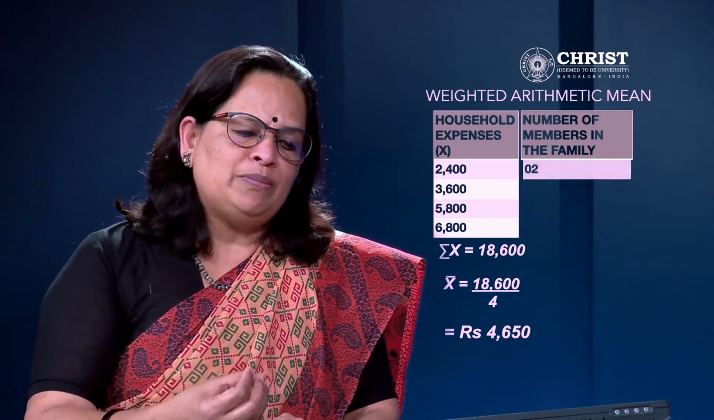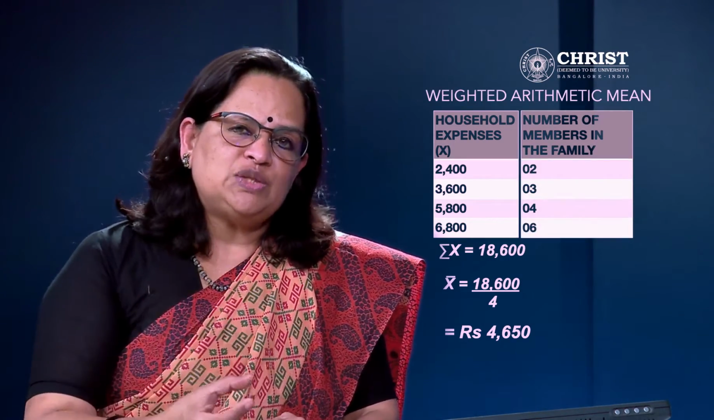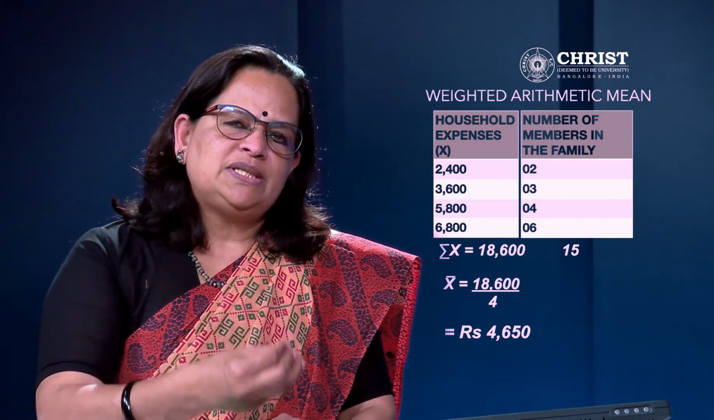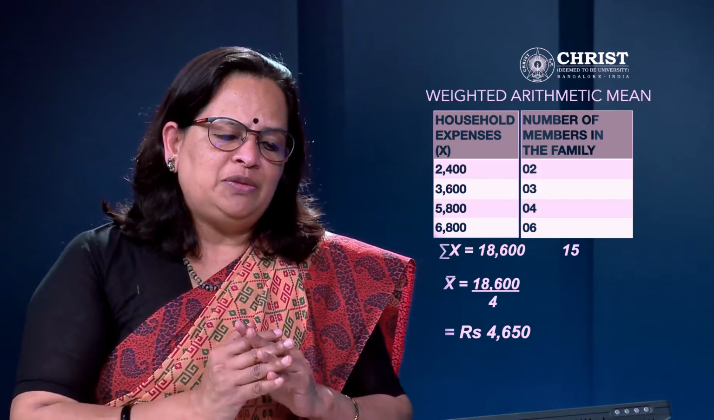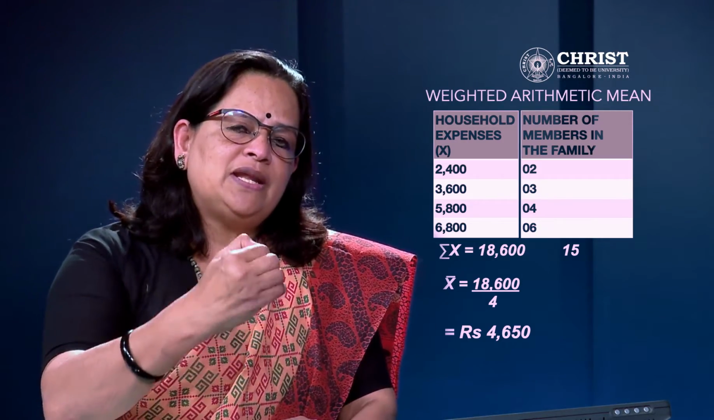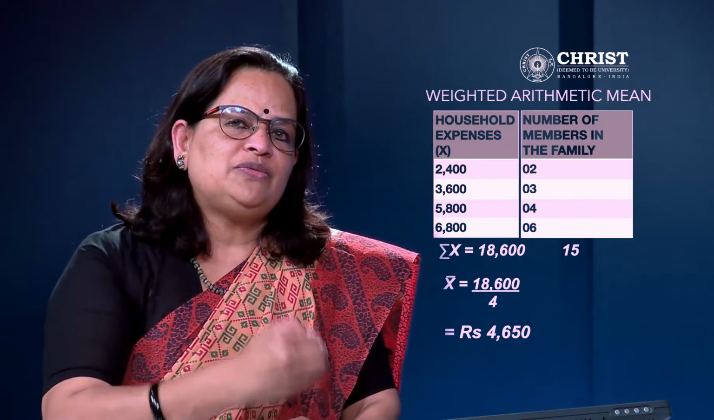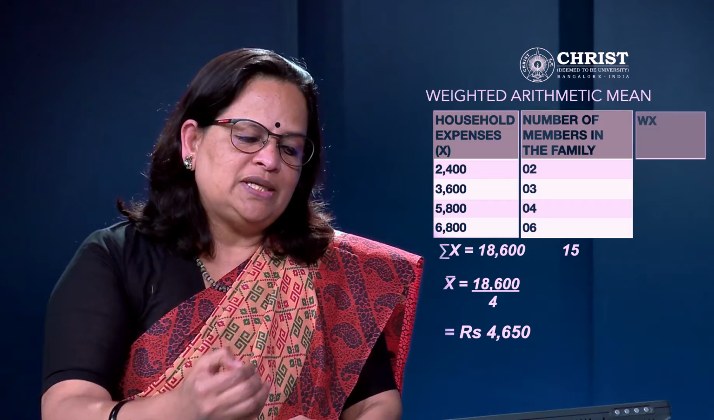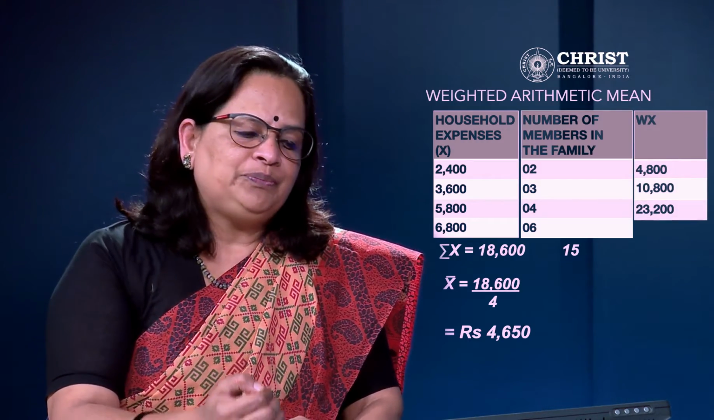But if you give importance to the number of members in the family, imagine the first house has 2 members, the second house 3, the third house 4 and the fourth house 6 members. So total members in the family is 15. Now if you are using weighted arithmetic mean, what do we have to do? Wx. The weights, the number of members in the family, we denote by W and the individual observations by x.